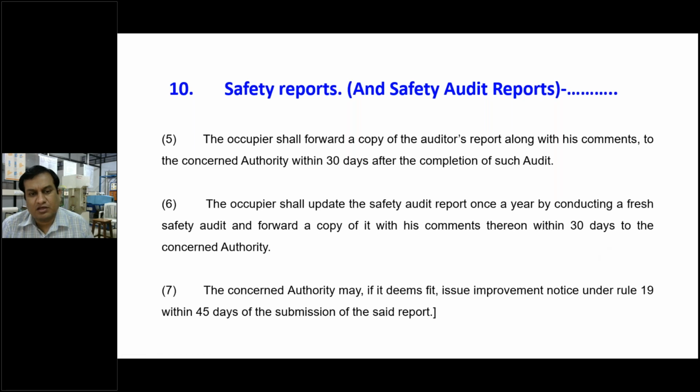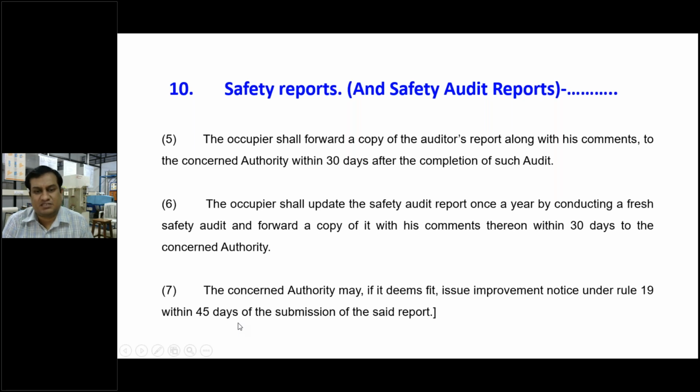So again, in the next year you have to conduct a fresh safety audit. You have to make a safety audit report again, and that report should be submitted to the concerned authority within a month. The concerned authority may, if it deems fit, issue an improvement notice under Rule 19 within 45 days of the submission of the said report.